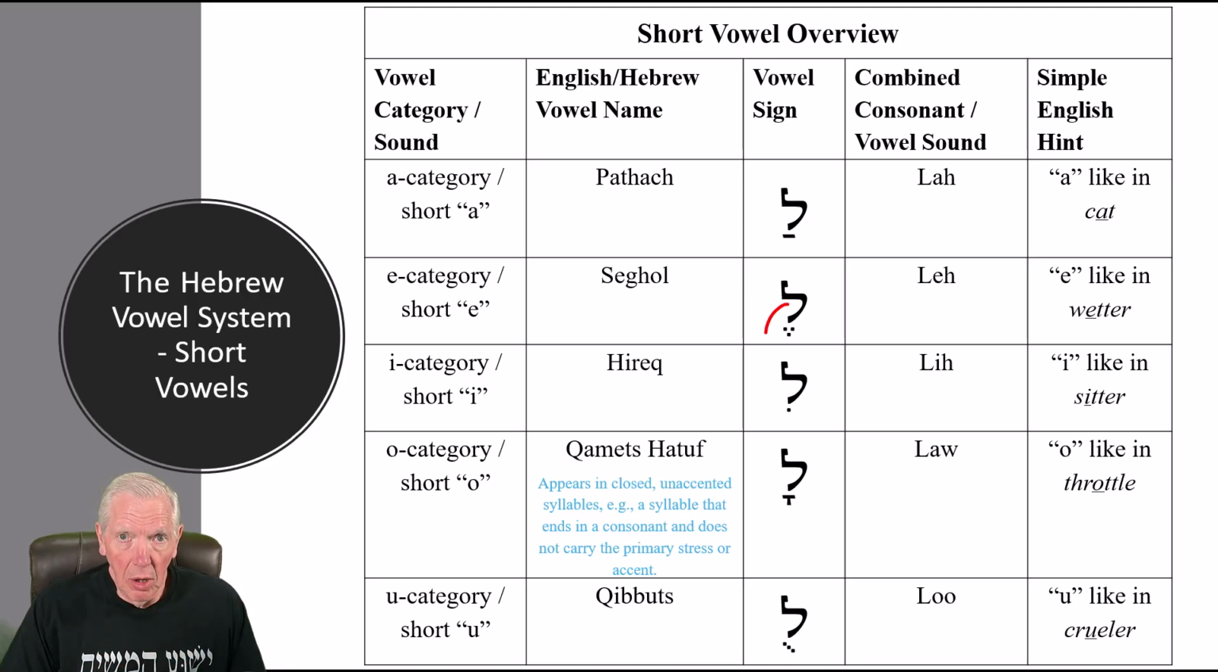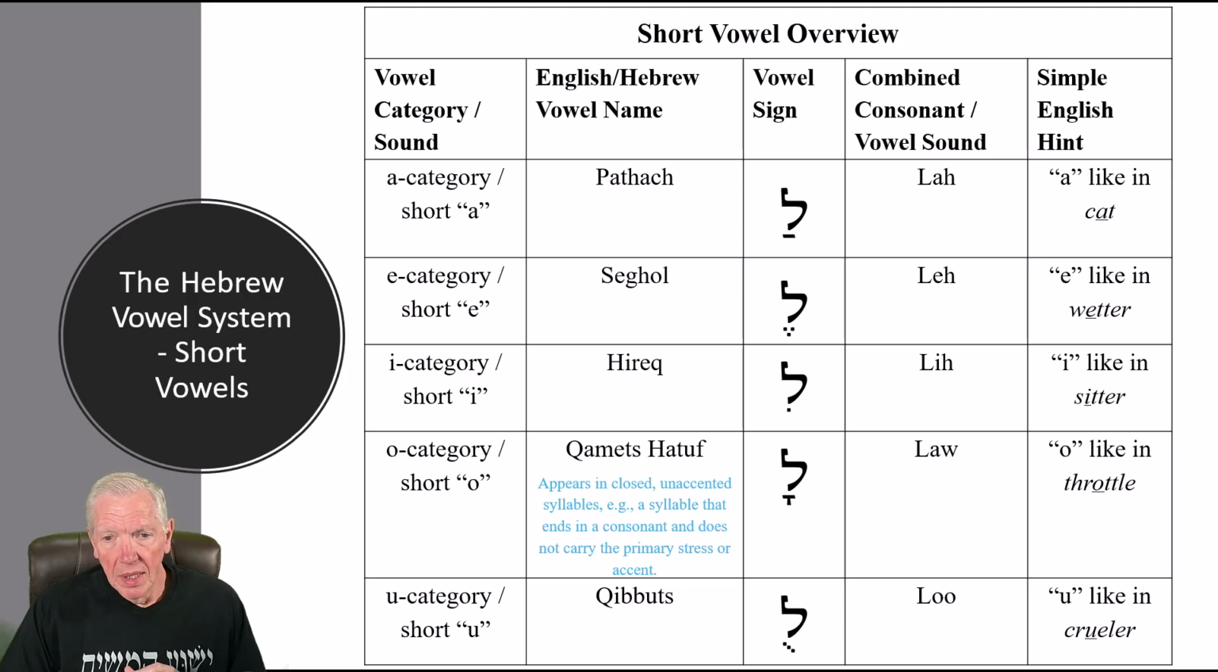Then we have a segol. We've talked about this a little bit, but it gets that eh sound, like in wetter. We would say le. And the segol is that little triangle there, three dots in a triangle shape. Then we have a short I sound, which is hireq. Now the dot has moved from the top of the lamed to the bottom, and it's the I like in sitter. So you would say li. That's going to have a little bit of a different sound. Hireq, hireq.